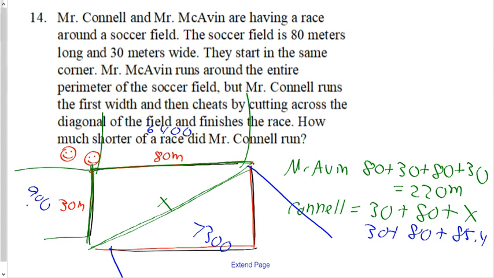He did cheat. He's a massive cheater. 195.4 meters is what he ran, and I'm almost done. I now know how far Mr. McAvin ran. I now know how far Mr. Connell ran, and therefore, how much shorter of a race did Mr. Connell run will be 220 minus the cheater's distance, which ends up being 24.6 meters less.